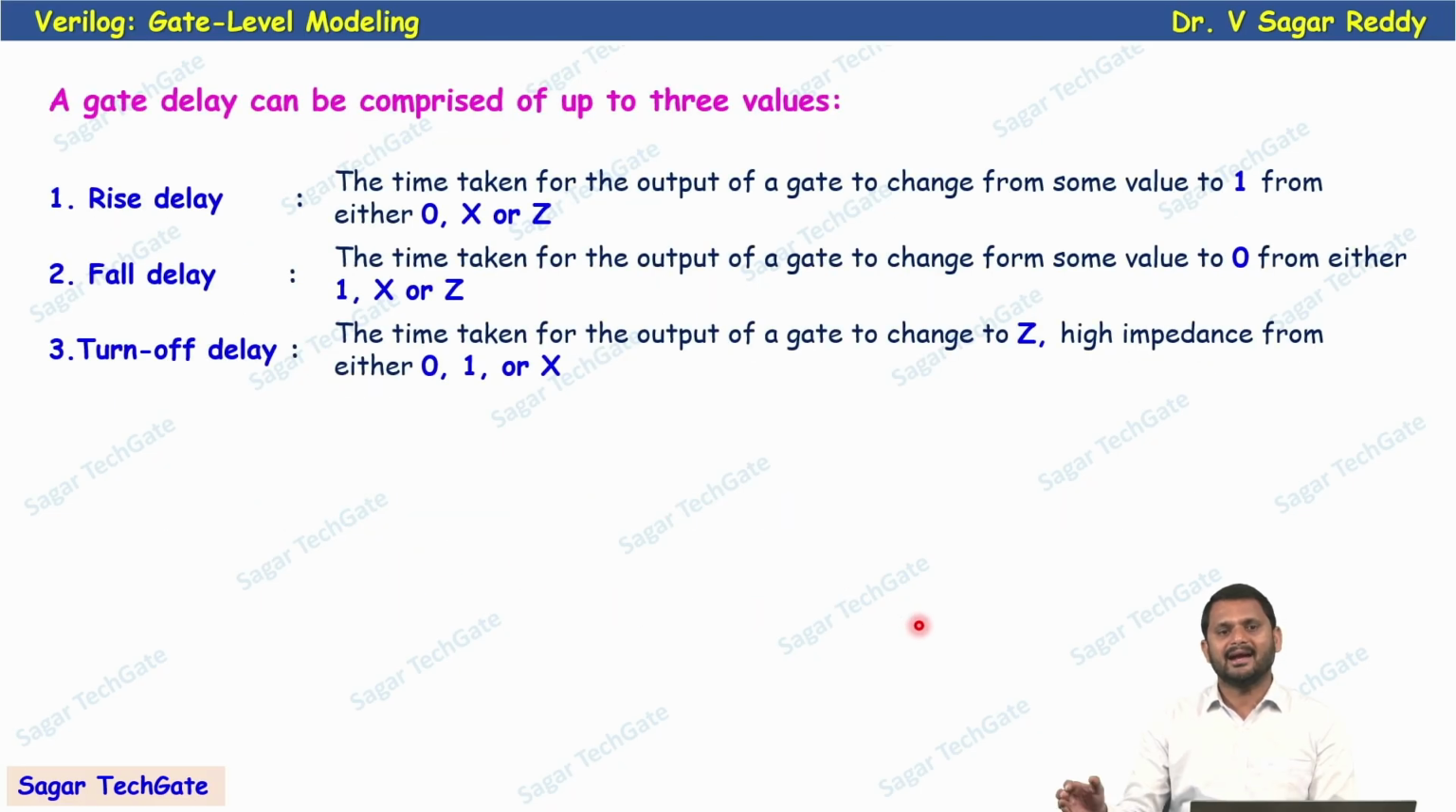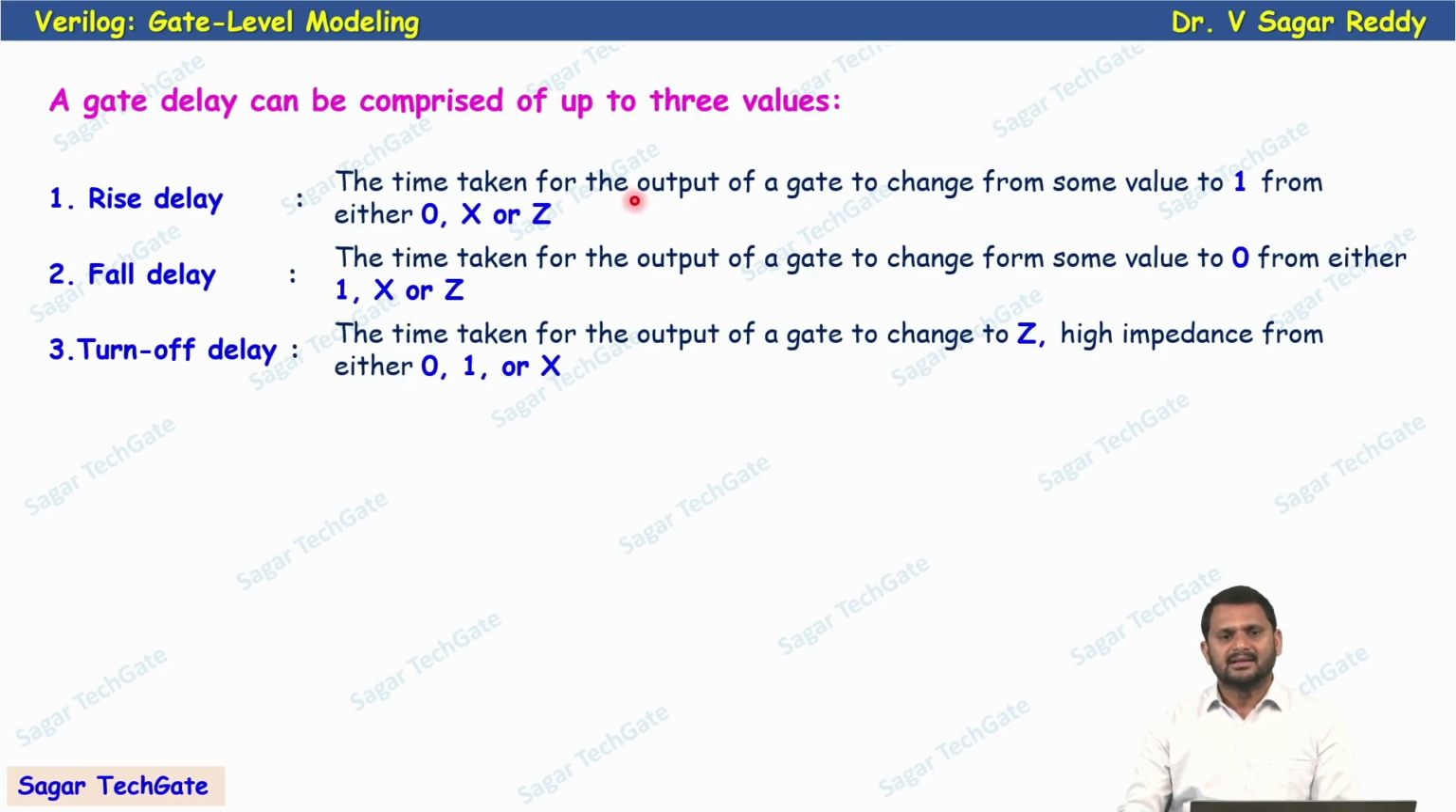Now, a gate delay can comprise up to 3 values. We may specify rise delay, fall delay, or turn-off delay. Sometimes we specify any 2, or maybe all 3. Now see what is meant by rise delay: the time taken for the output of a gate to change to a 1 from either 0, x or z.